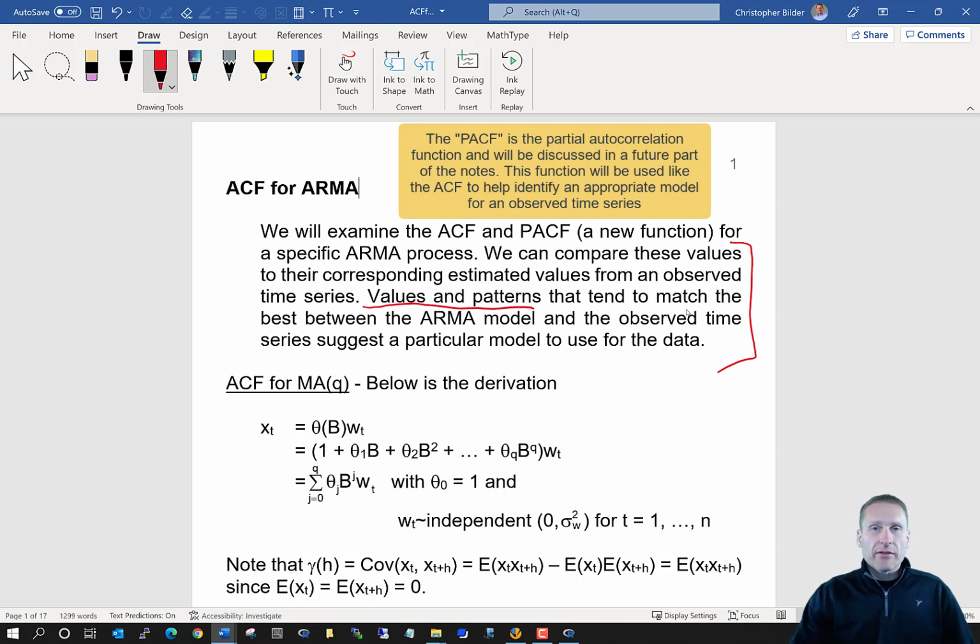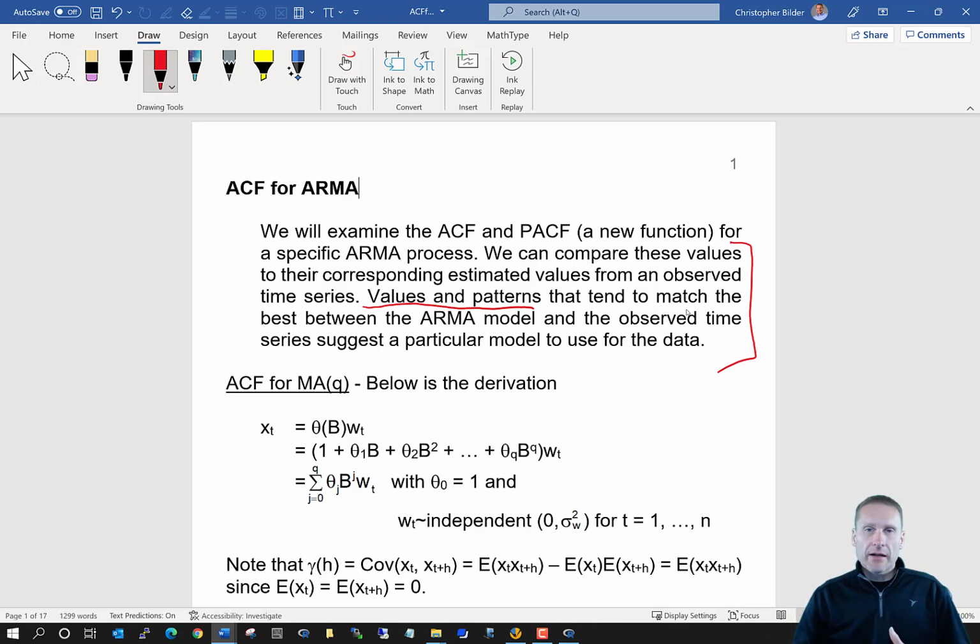Values and patterns for, let's say, the true ACF compared to the estimated ACF. Values and patterns that match between particular models with that estimated ACF will then lead us to using a particular model for the actual time series itself. That again is the big picture, why we take so much time and why it's so important to fully understand this autocorrelation function relative to various models.